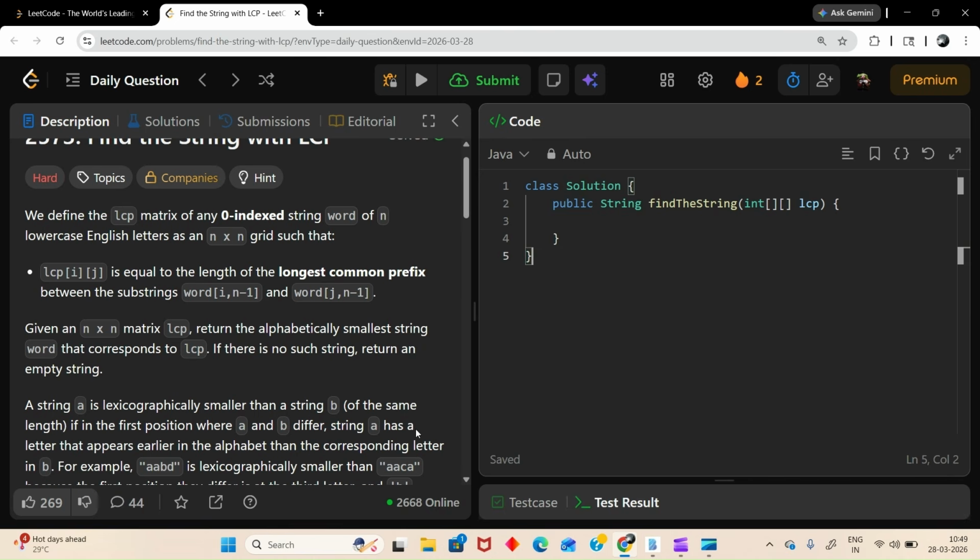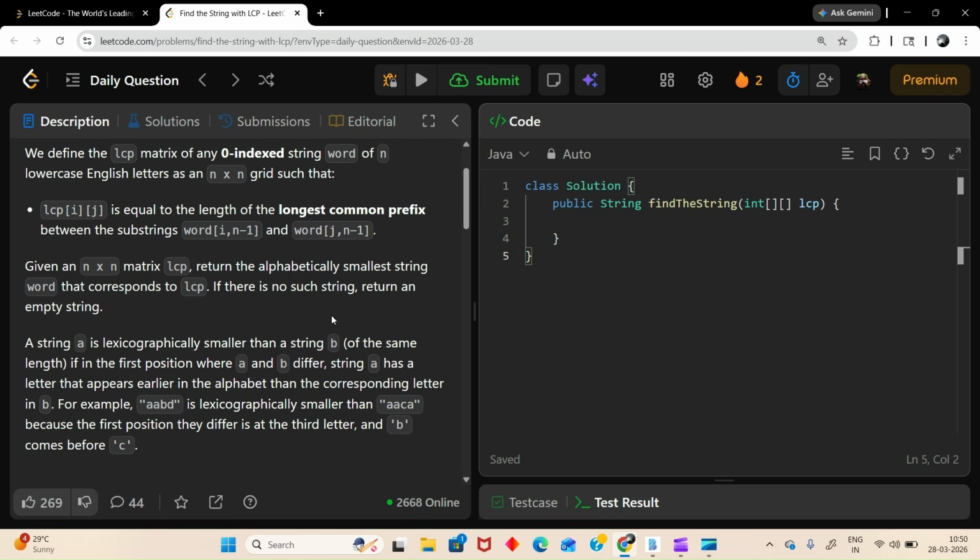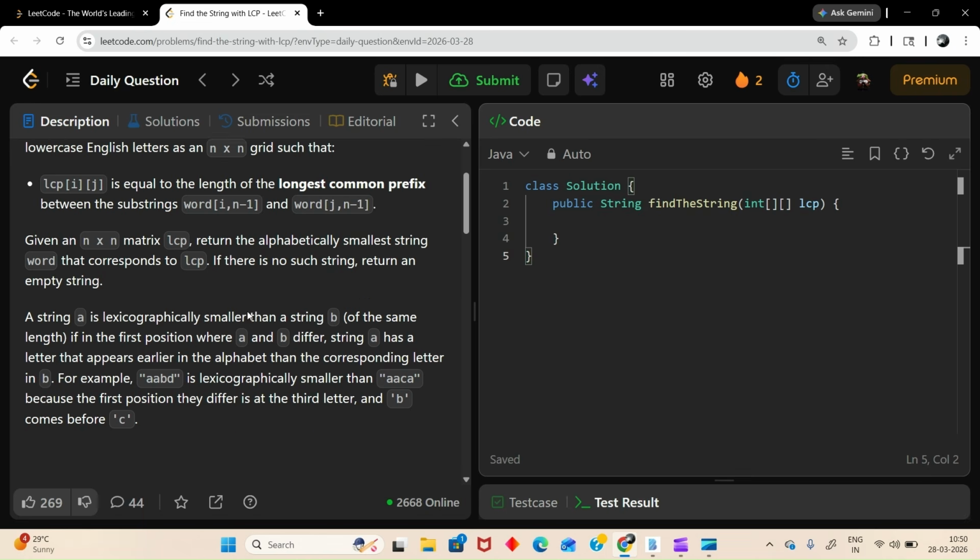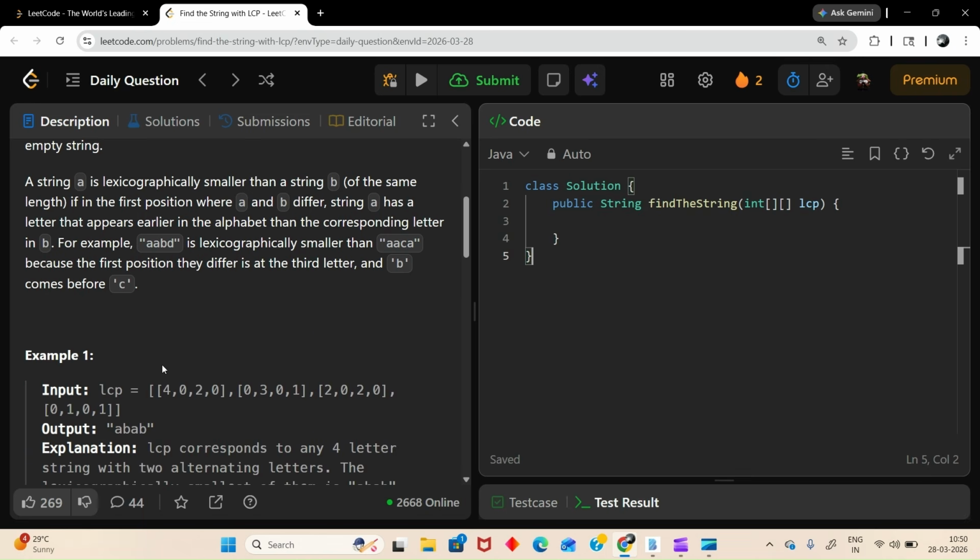We define the LCP matrix of any zero-indexed string word of n lowercase English letters as an n cross n grid such that LCP of i, j is equal to the length of the longest common prefix between the substring of word from i to n minus 1 and word from j to n minus 1. Given an n cross n matrix LCP, return the alphabetically smallest string word that corresponds to LCP. If there is no such string, return an empty string. And yes, this is lexicographically smaller, they're saying.